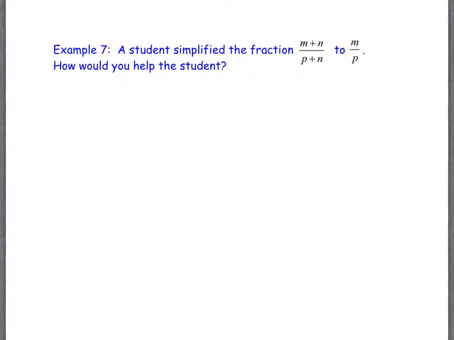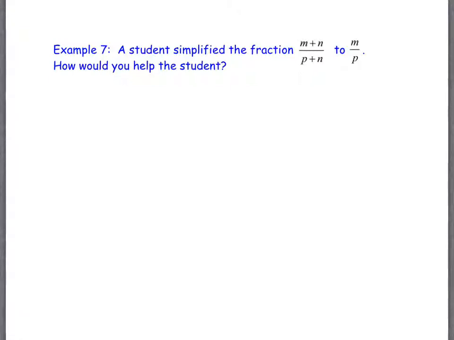You probably thought there was some legitimacy to what you were doing. So this student has done some work. We've got (m + n) over (p + n). That's the original problem. And then they simplified it to m over p. Your book likes to ask the question, what would you do to help the student? Whenever it asks a question like that, it's expecting you to give some sort of verbal answer. So you're going to be writing down several sentences probably. It may have numbers in it. You may have some examples in it. That's fine. But you're definitely going to be giving some verbal language.